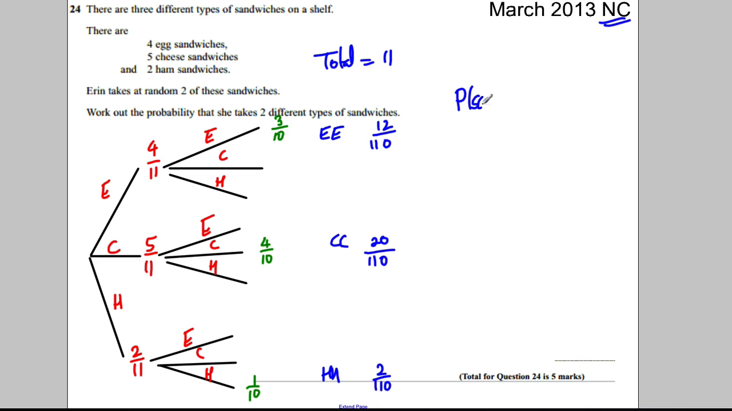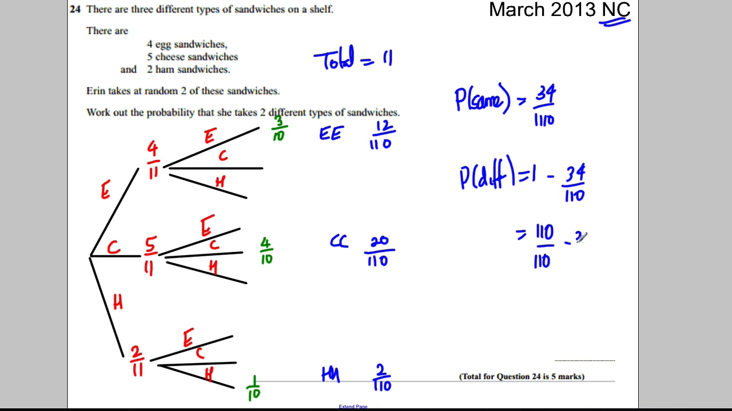So the probability that they're the same, we add these up: 12 plus 20 is 32, add 2 is 34 out of 110. So the probability that they're different is 1 take away 34 out of 110. Now 1 is 110 out of 110, take away 34 out of 110, and 110 take away 34 equals 76 out of 110. So that's 76 out of 110.